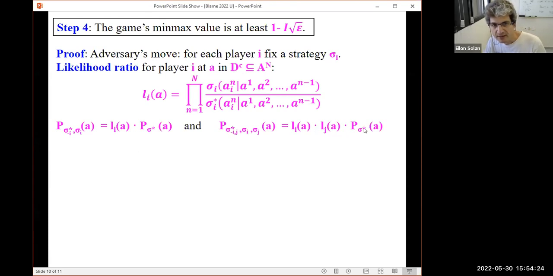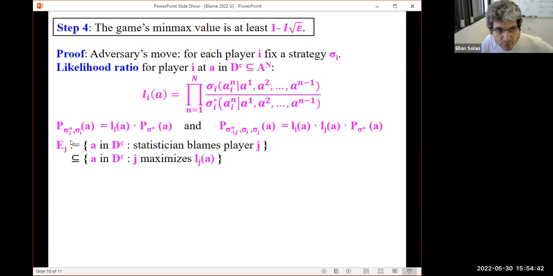Similarly, if we take this probability of sigma star of an action profile, an action realization, times two likelihood ratios, we get another probability of A given another strategy profile. And now, if we define E_J, the statistician is going to blame the player that has the highest likelihood ratio, which is what we would like to do in the naive approach, to blame a player with high likelihood ratio. So E_J is the set of all realizations where the statistician blames player J.